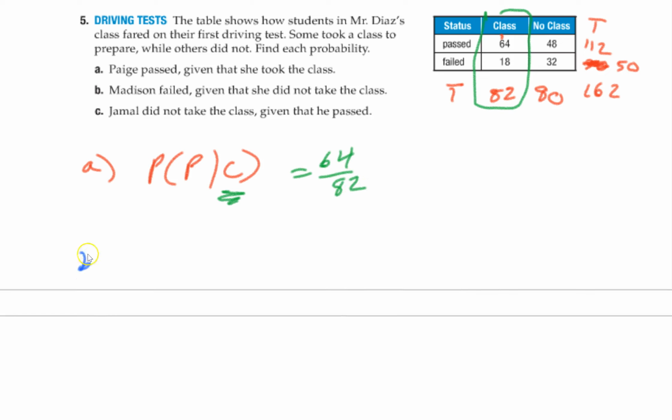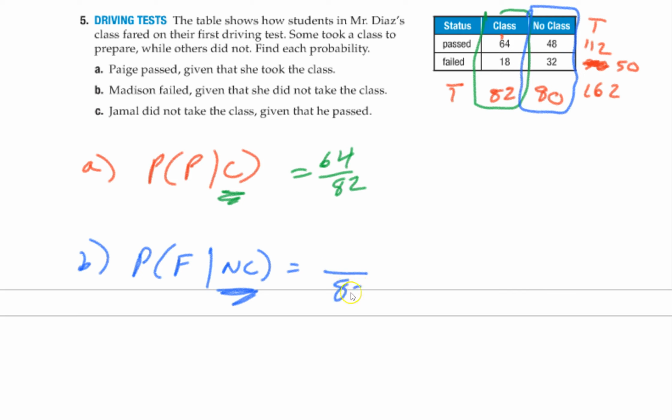Next one, Madison failed. Sorry, Madison. Given that she did not take the class. So probability failed given that she did not take the class, so no class. Again, this is what we're looking at: the people that did not take a class. So my total is 80. How many of them failed? 32. Just a statistic, Madison. So there's that one.